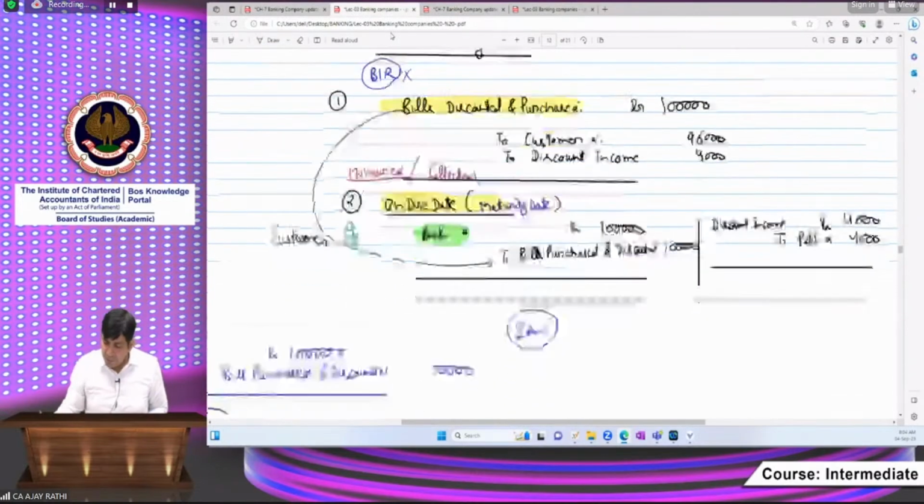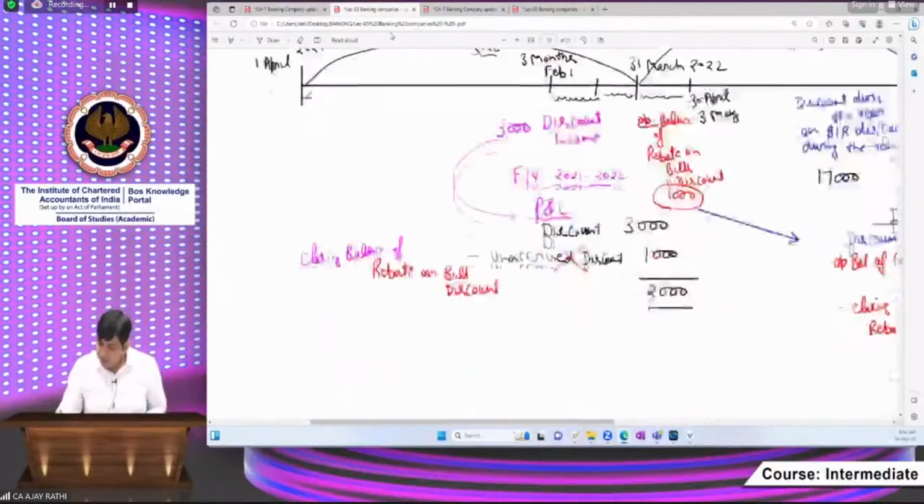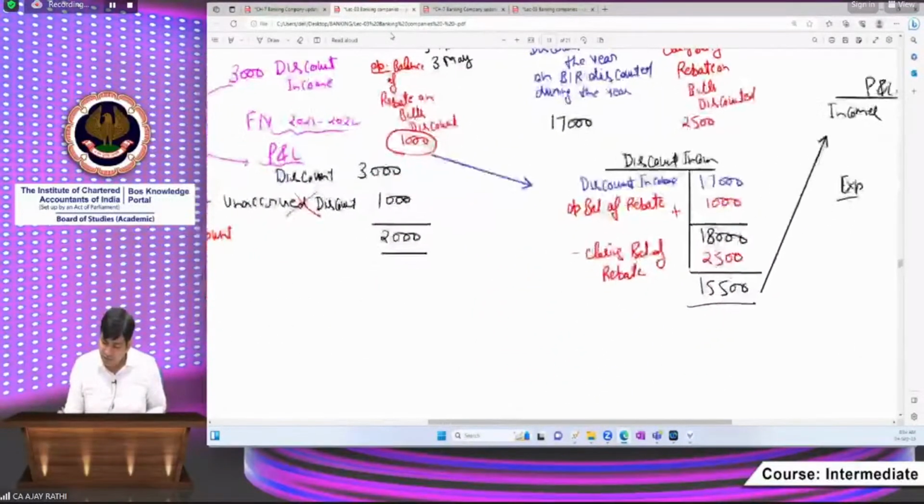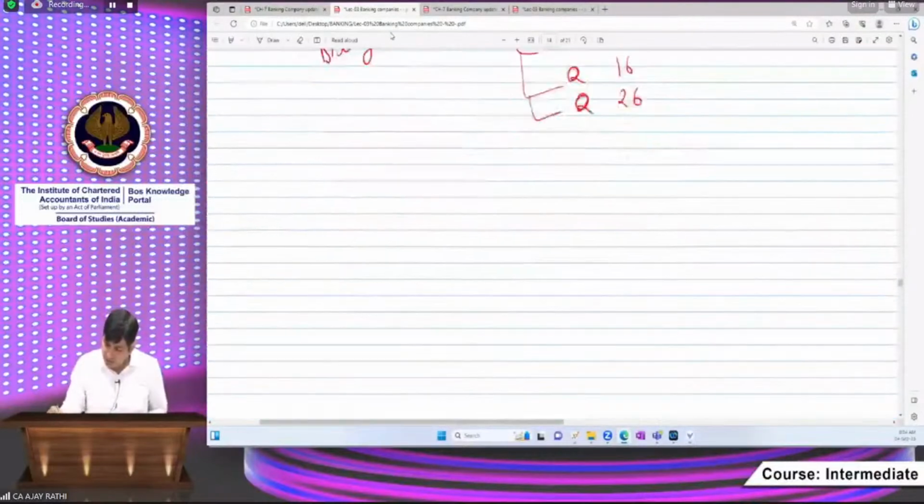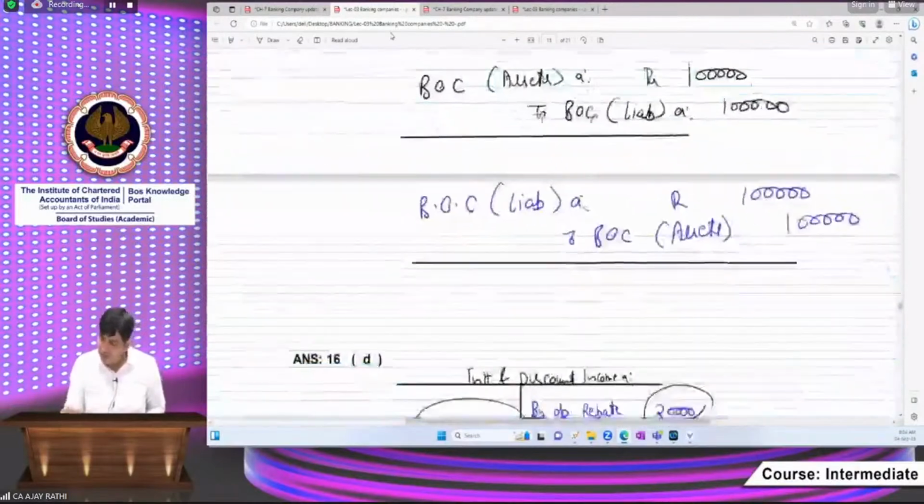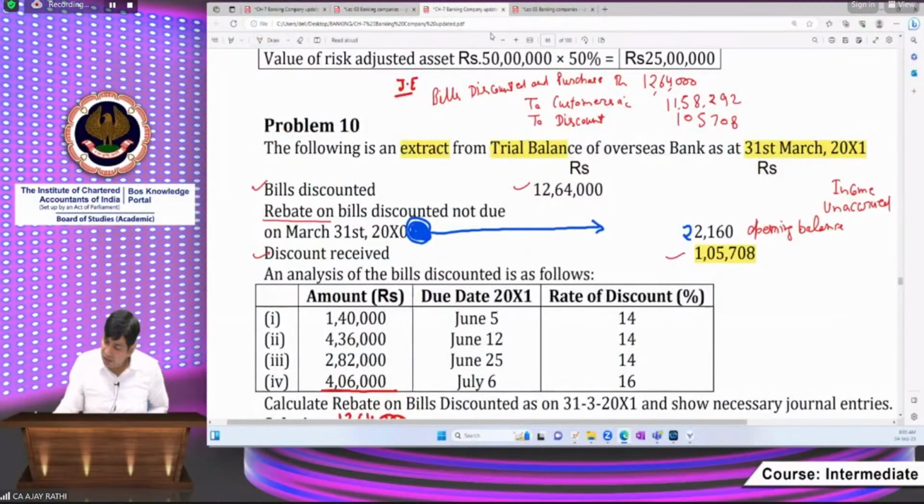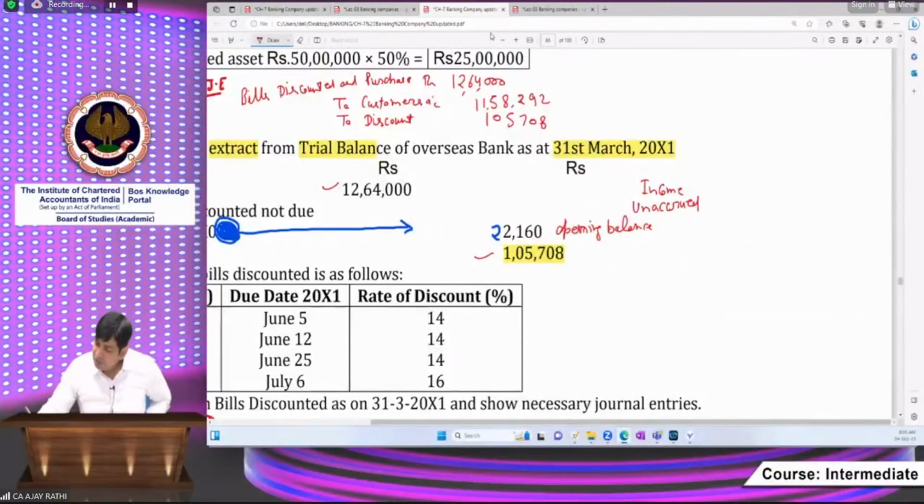Sir, the concept was there. We discussed in the last class that if any income doesn't belong to the current year, the income which belongs to next year, for that, what did we do? Sir, we learned the journal entry. And what was the entry, beta? That was the entry, which I am writing here on this PDF. We learned that this entry was done at the last year end: discount income account debit to rebate unaccrued income, rebate on bills discounted. This was done in the last year.